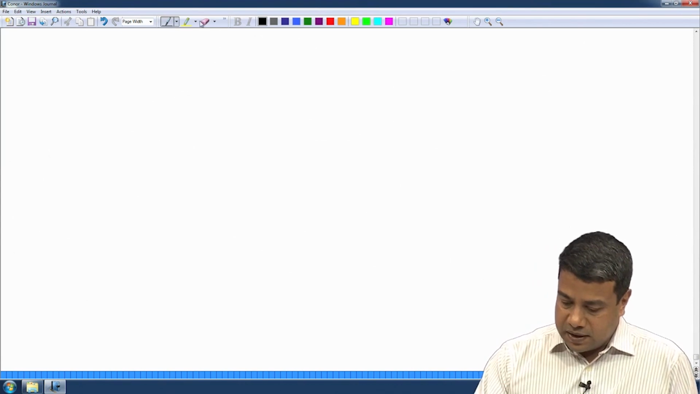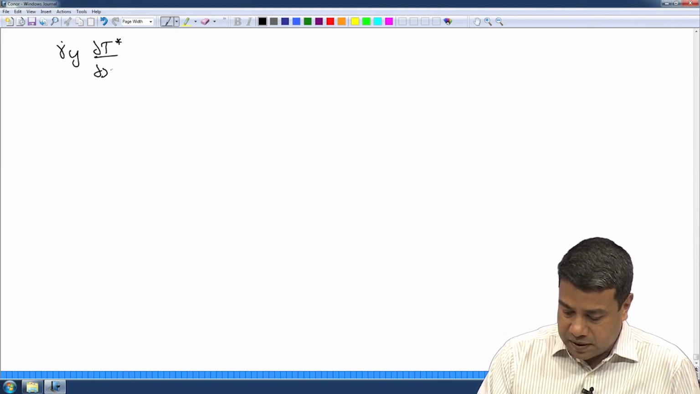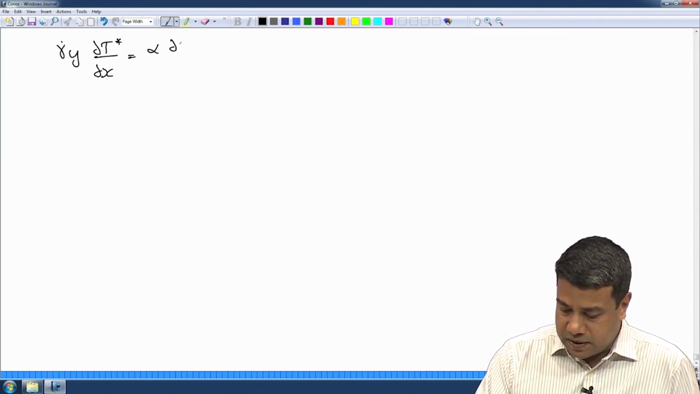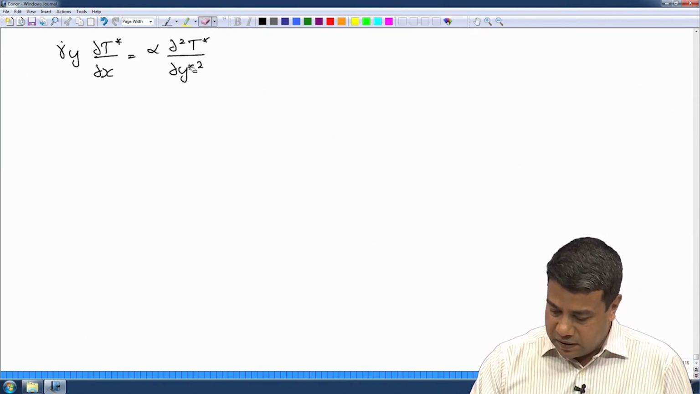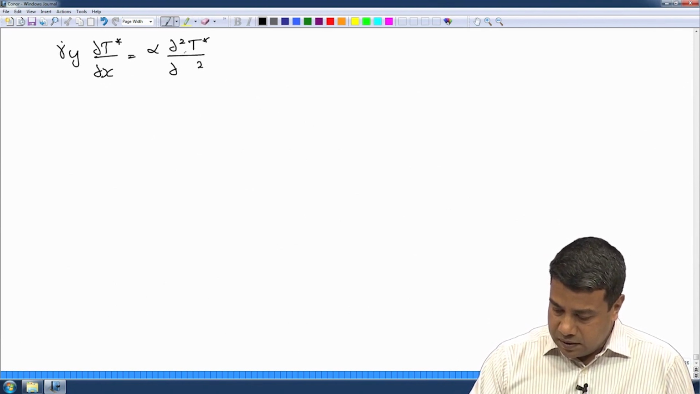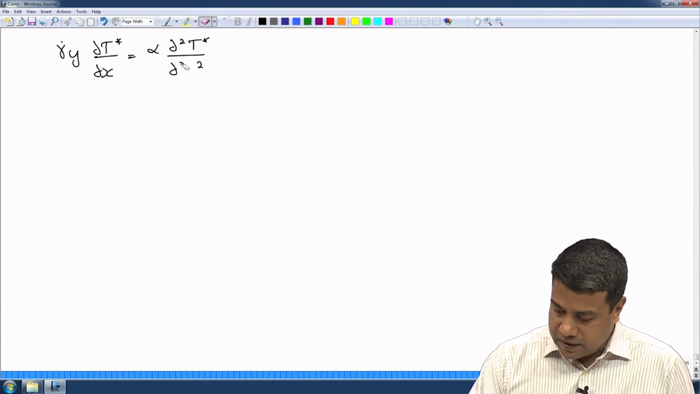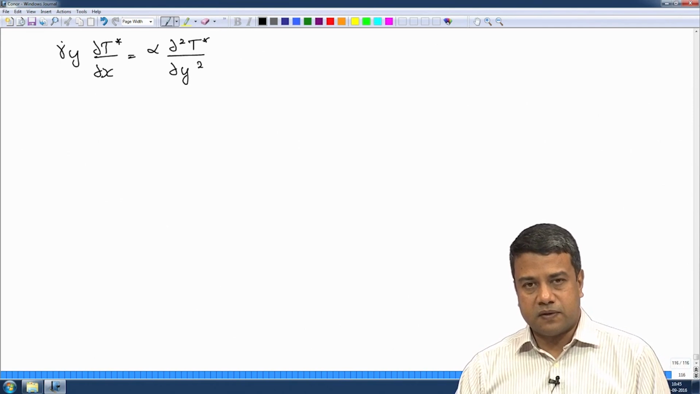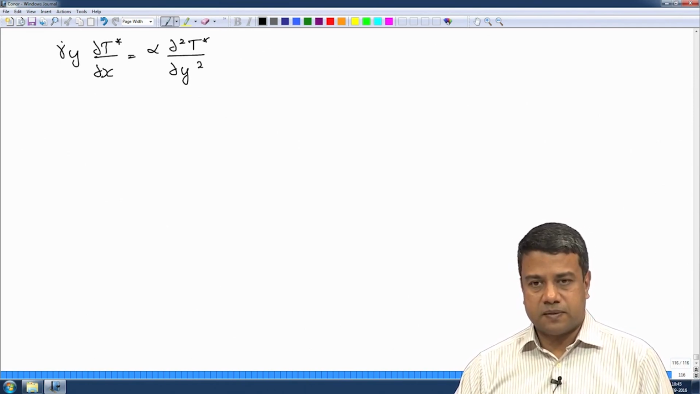The original equation that I had, once again, is gamma dot y partial T by partial x equal to alpha partial square T by partial y square, where I have neglected streamwise diffusion in comparison to cross stream diffusion. I had made a balance between cross stream diffusion and streamwise convection.